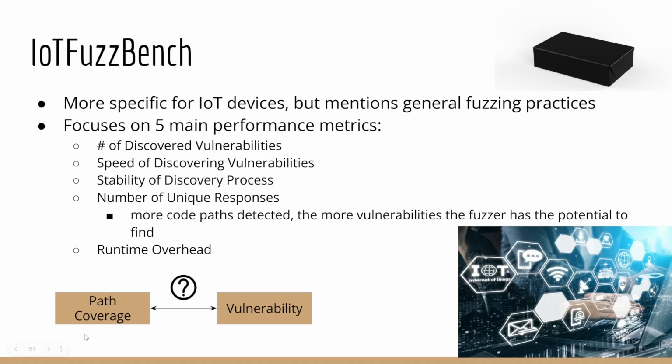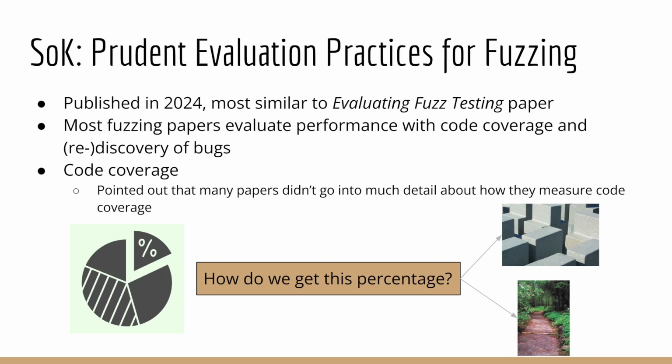So this begs the question between path coverage and the number of bugs found. Two papers agree that path coverage is important to finding the number of bugs, but Magma didn't. So that's a 2-to-1. It's an interesting follow-up. Finally, SoK, prudent evaluation practices for fuzzing, is the most direct follow-up where they examined fuzzing papers and saw if they were testing properly.